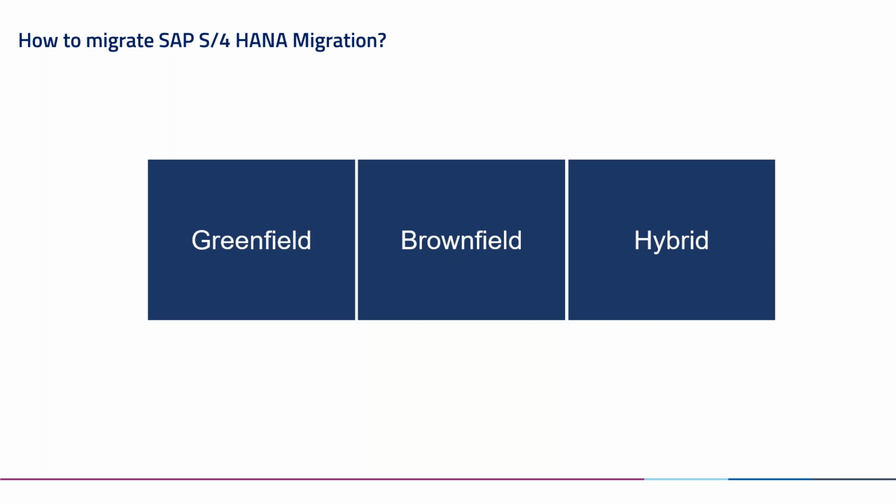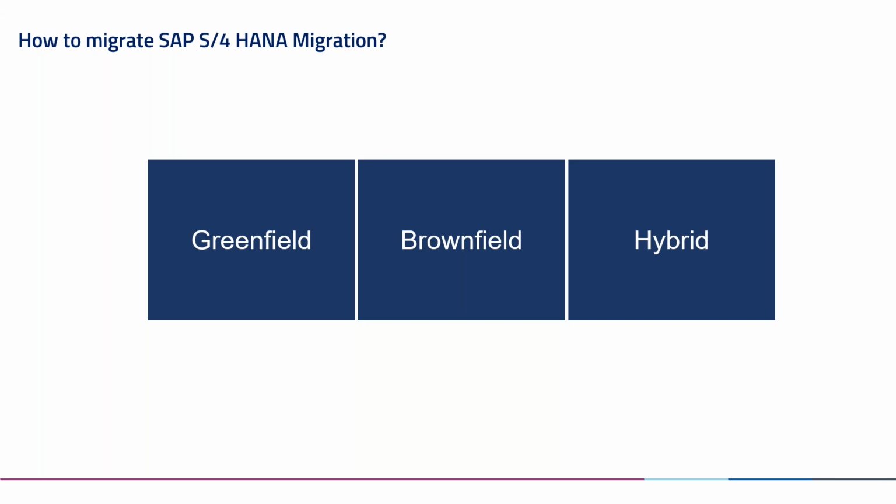The third option is a hybrid. That's basically a selective data transition. So it's a combination of brownfield and greenfield. This is a custom, flexible migration approach where you selectively move business units, modules, or time-bound data to S/4HANA. It is best suited for large enterprises with complex systems or phased transformation goals.